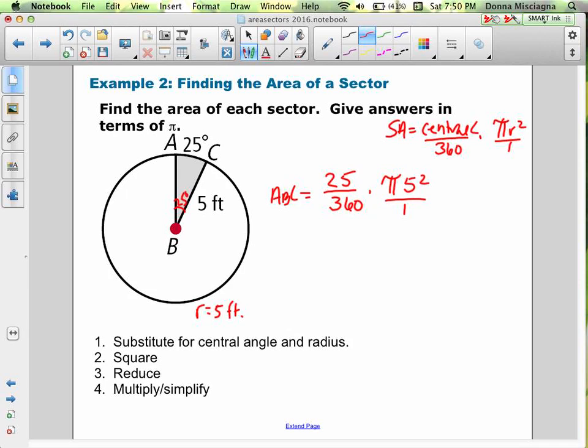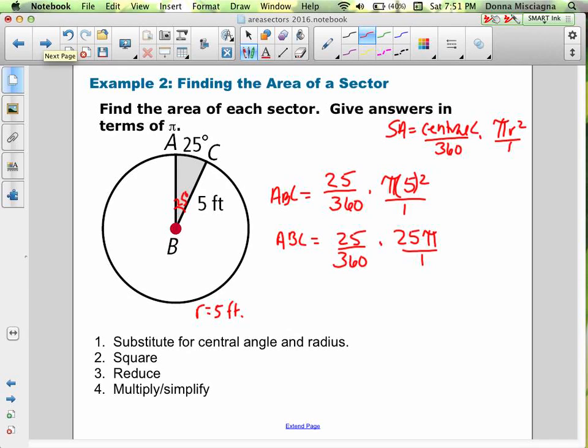Over 1. Our first step will be to, let me put parentheses so it doesn't look like 52. Our first step will be to square the 5. So we have area of sector ABC equals 25 over 360 times 25 pi over 1. Remember, you can only reduce numerator to denominator when you're multiplying.